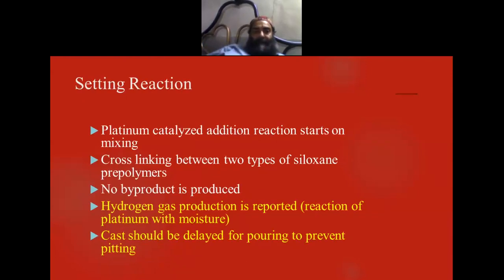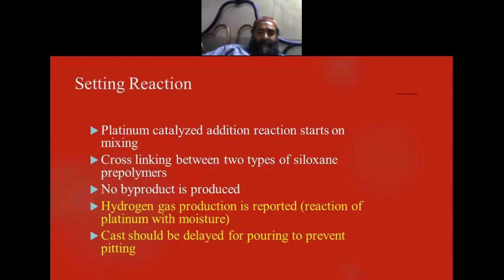Setting reaction: platinum catalyzed addition reaction starts on mixing. Again, same cross linking between two types of siloxane prepolymers is obvious, and no byproduct is produced. As in other materials, byproduct in one is water and in the other, you know very well, but in this no byproduct is produced.